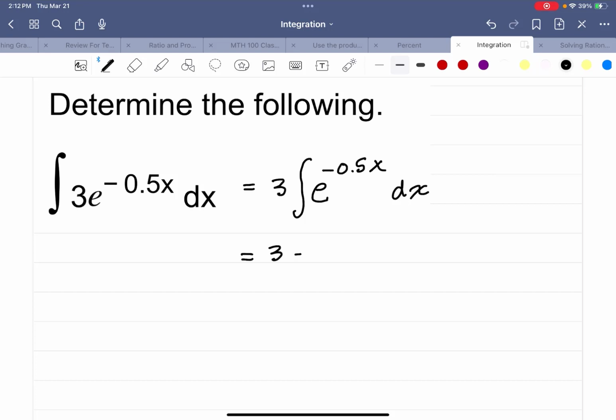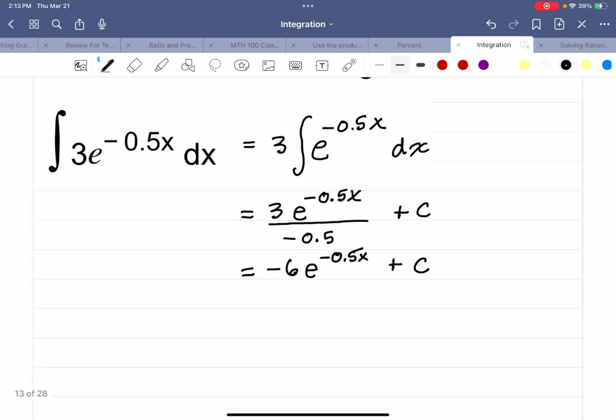It's 3 times. Now remember, copy the original, but you have to divide by the derivative of that exponent, which is negative 0.5, plus c. Now we have to simplify. 3 divided by negative 0.5 is negative 6 e to the negative 0.5x plus c.